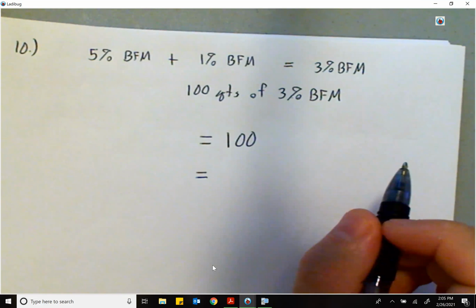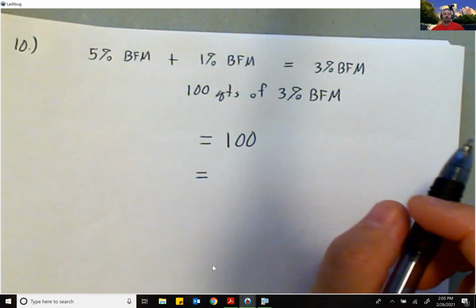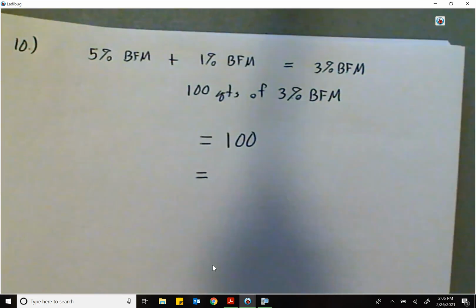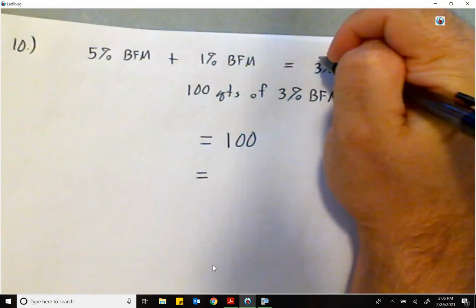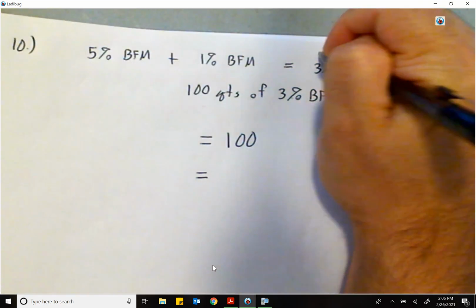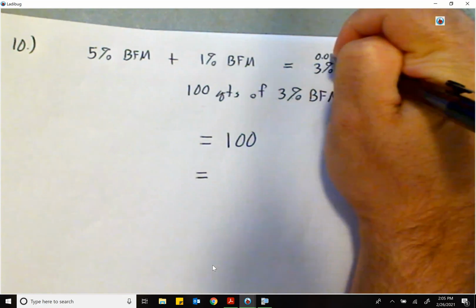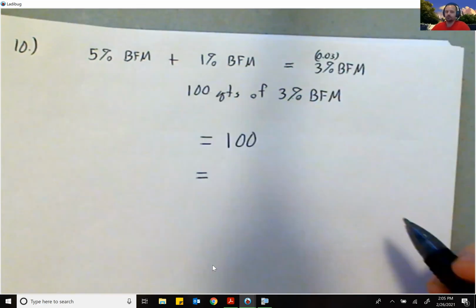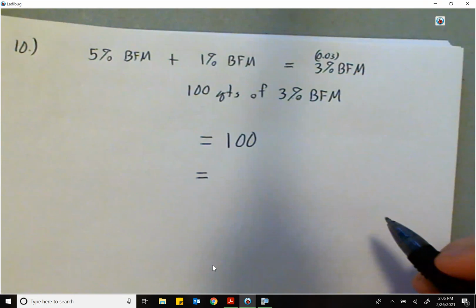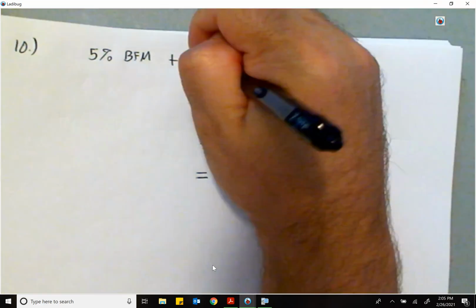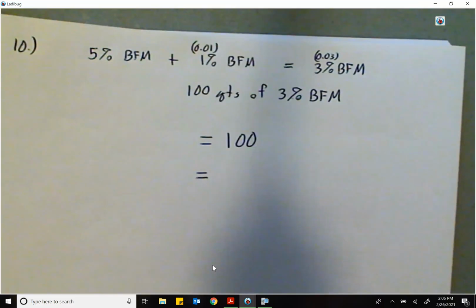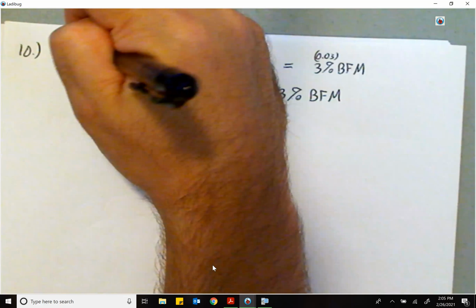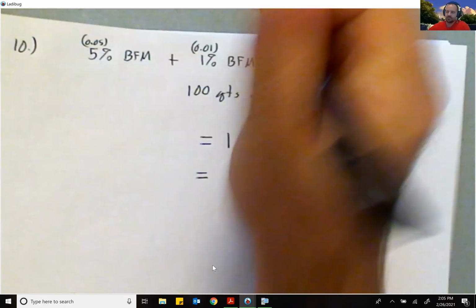What do we use? Fractions. We can, but I don't want to work with fractions. Sorry, decimals. Decimals, yes. What is 3% as a decimal? 0.03. I like it. What is 1% as a decimal? 0.01. And 5%? 0.05. So these are the values we're going to use to represent those.